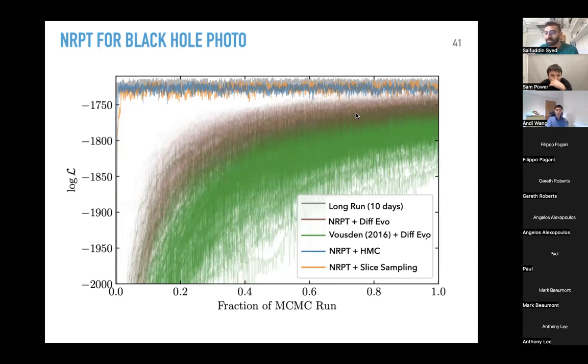But if you also add a better exploration kernel, in this case he benchmarked against slice sampling and HMC, basically the performance gets significantly better. PT is not a magic hammer. You do need to have a good local exploration algorithm as well. But again, within 2% of the computational budget, we're able to match the 10-day long run average.